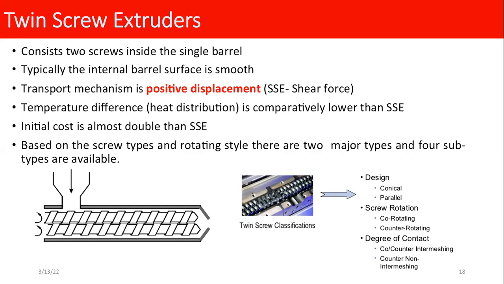Right? So here there are two screws. They can be conical or parallel, counter rotating or co-rotating, intermeshing or non intermeshing. So there are different types of twin screw extruders. Co-rotating and counter rotating: if both screws rotate in the same direction, we call it co-rotating. If the two screws rotate in opposite directions, it is a counter rotating extruder.